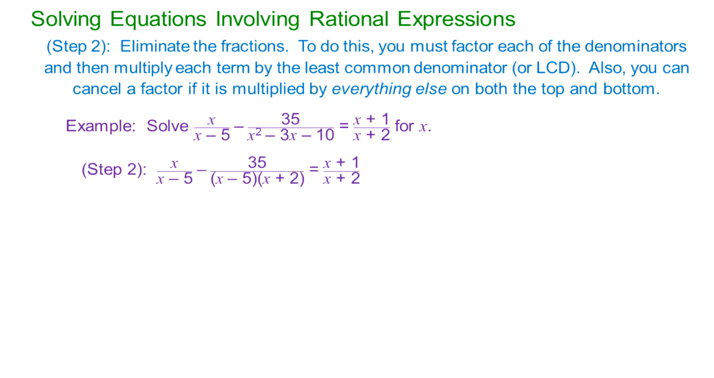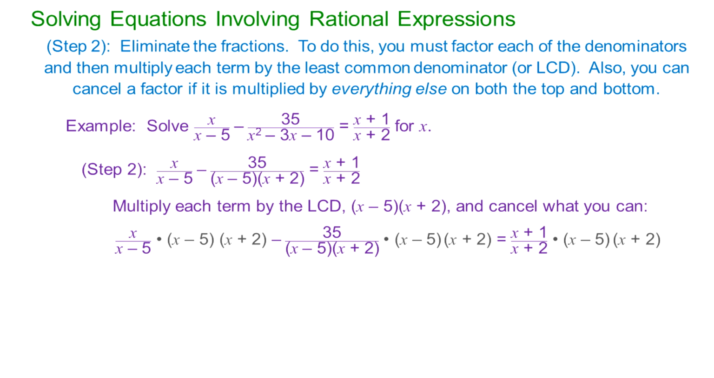For my next step, I'm going to eliminate the fractions by multiplying each term by the least common denominator. To figure out what the least common denominator is, I need to factor the denominators. And now, if you think back to the examples that I started this lesson with, you should be able to see that the least common denominator is x minus 5 multiplied by x plus 2. That means I'll multiply each of my terms by x minus 5 multiplied by x plus 2, like you see here.